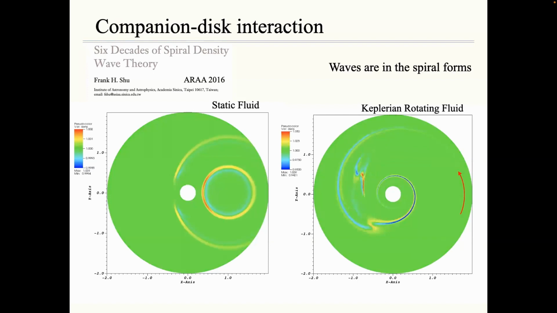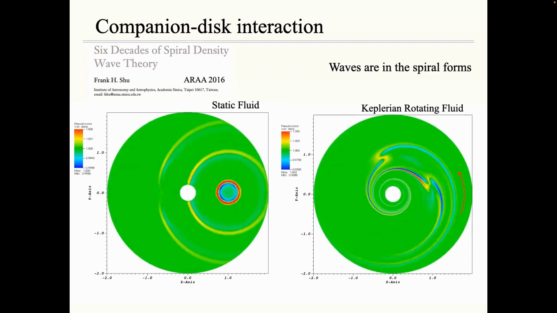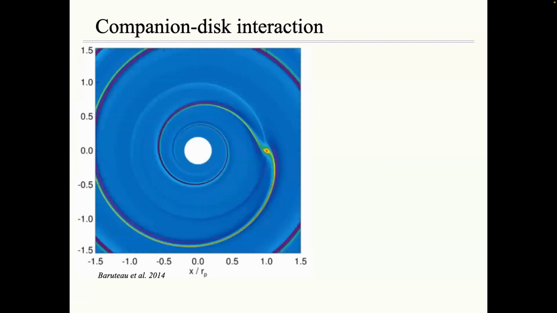So now if we replace this perturbation with a companion, like here, we have a companion. It could be a planet in a protoplanetary disk, or it could be a star in the AGN disks. This companion will excite the waves. And while the companion is orbiting around the central object, the waves will coherently add together. So eventually we'll form this nice single spiral arm.